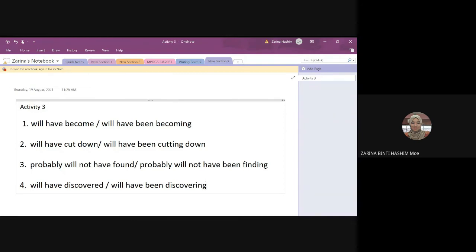So I will see that in your answer in PEDEC. So number 1 until 4: number 1 will have become, 2 will have been cutting down, correct. 3 probably will not have found, and 4 will have discovered. Correct. Now on to number 5. Number 5 until number 8, you must start with will. All must start with will. 5 is also future perfect simple. I give you 5 is future perfect simple.